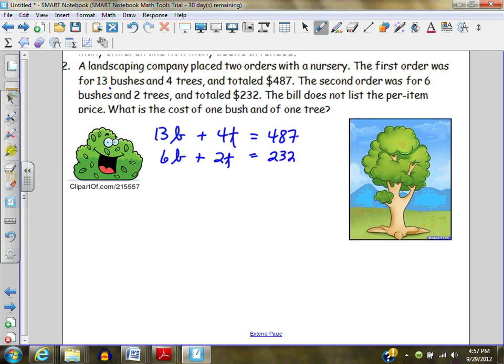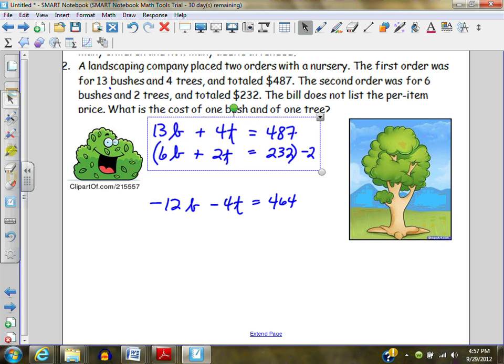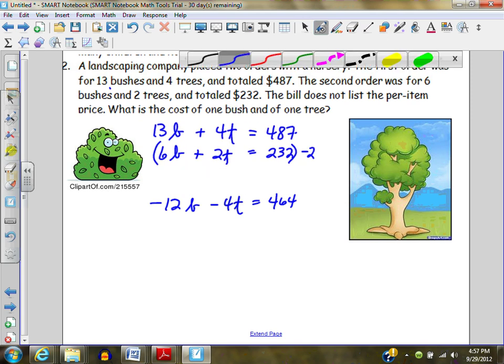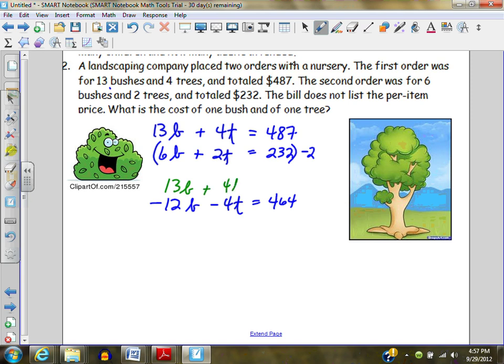I am going to multiply this by -2, which is going to give me -12b minus 4t is equal to -464. I exaggerate my t's because they look like plus signs. Now I was hoping to move that, but I have to rewrite 13b plus 4t is equal to 487, and I subtract. Oh, I like this. Look what happens. B solves to B all by itself. And 487 minus 464 is 23.